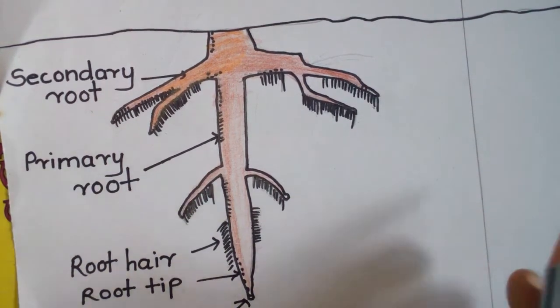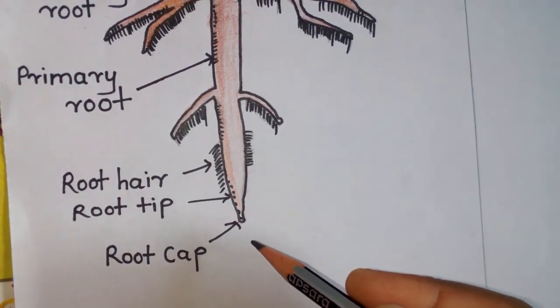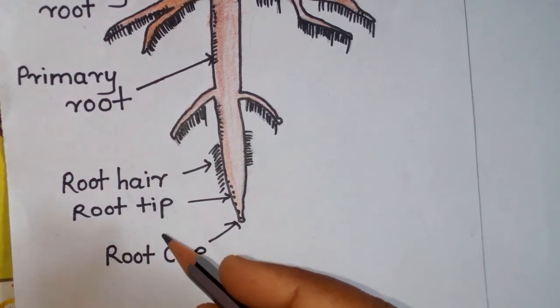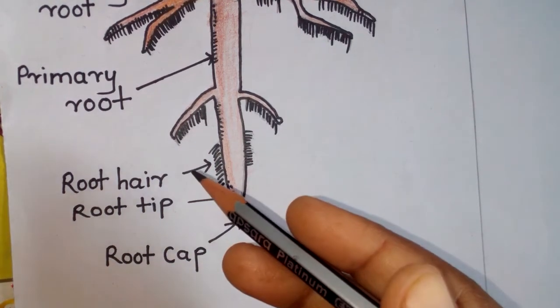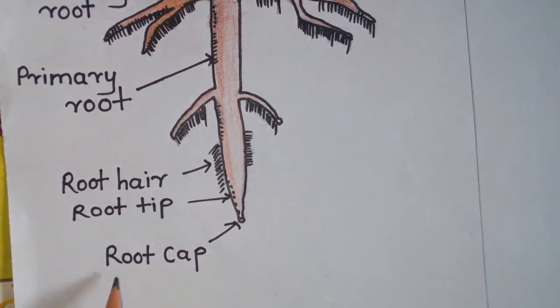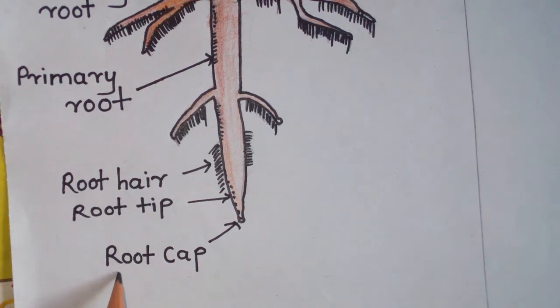See, then this one, the root cap. We see the root cap is here. What is the function of the root cap? To give protection to the root tip and other parts of the roots. Okay, to give protection to the root tip and other parts of the roots, understood? This is the main function of the root cap.